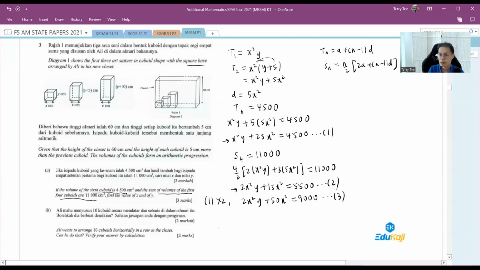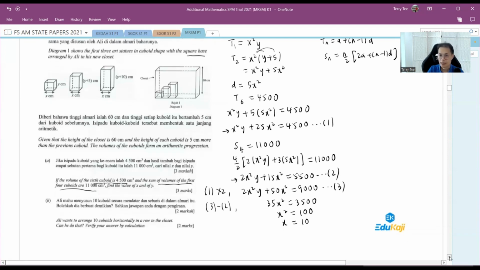Okay, so now the next thing is we need to solve them by taking equation 2 minus equation 3. Or should I say 3 minus 2 is easier, so I can avoid having to deal with negative numbers. 50 minus 15 is 35, right? And 9,000 minus 5,500 is 3,500. So my x squared is now 100 here. Square root of 100, x is just 10.